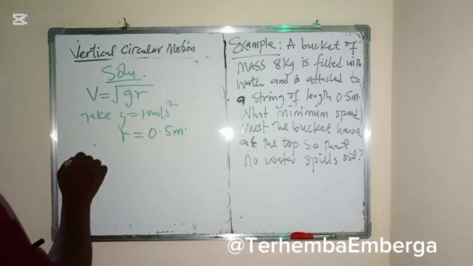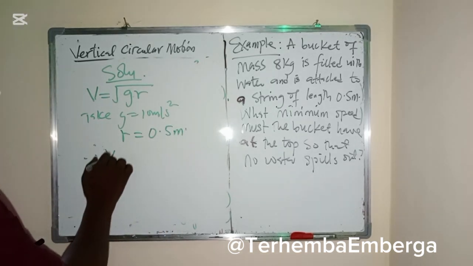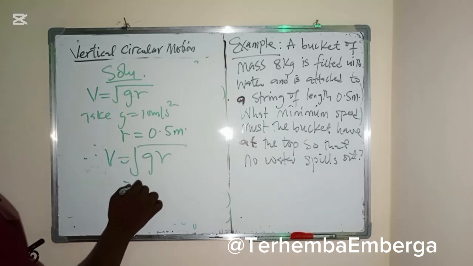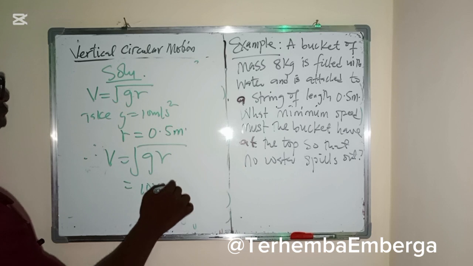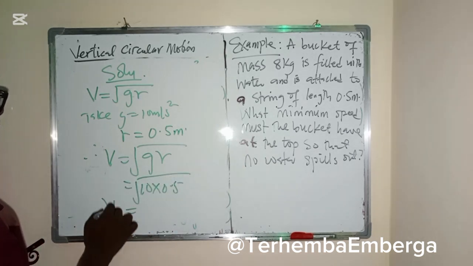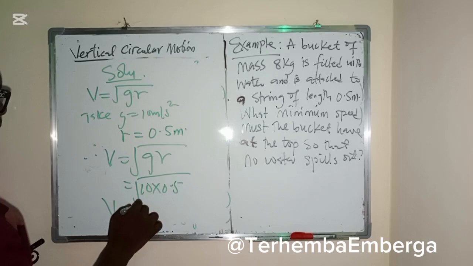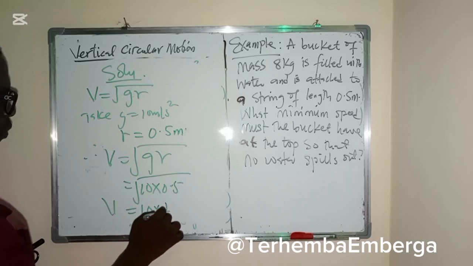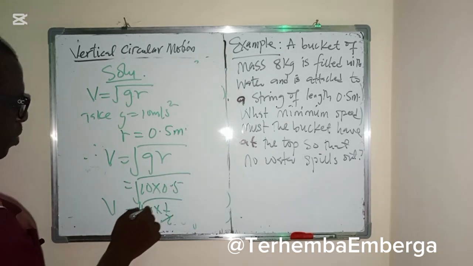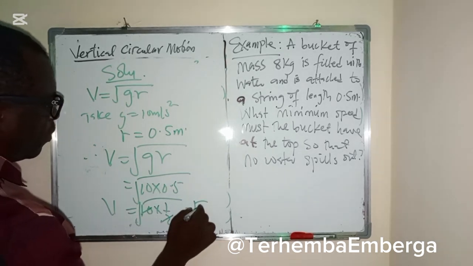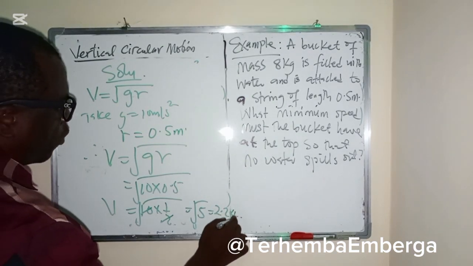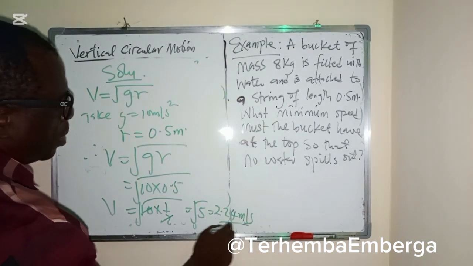So we can say that the speed will be the square root of gr, which is equal to the square root of 10 times 0.5. Remember, 0.5 is half. So we now have the square root of 5, which is 2.24 meters per second.